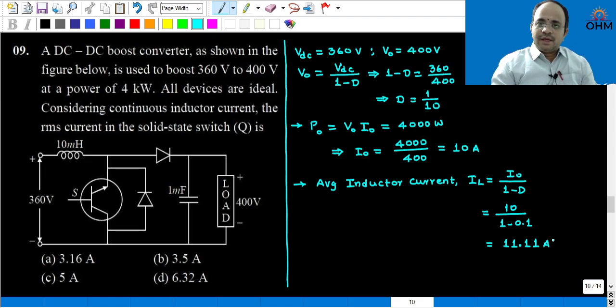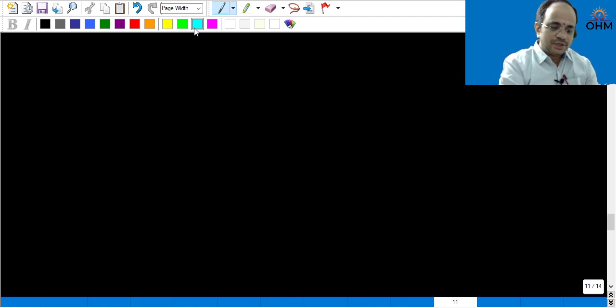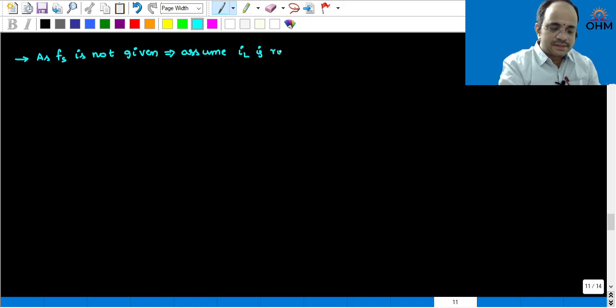is continuous. In the case of continuous inductor current, there are two possibilities. One is with ripple, another is without ripple. In order to find out a ripple component in inductor current, we need a switching frequency. As the switching frequency is not given, you can safely assume that inductor current is ripple free. Okay, so let us write down that statement as Fs is, switching frequency is not given, we can assume that inductor current is ripple free.